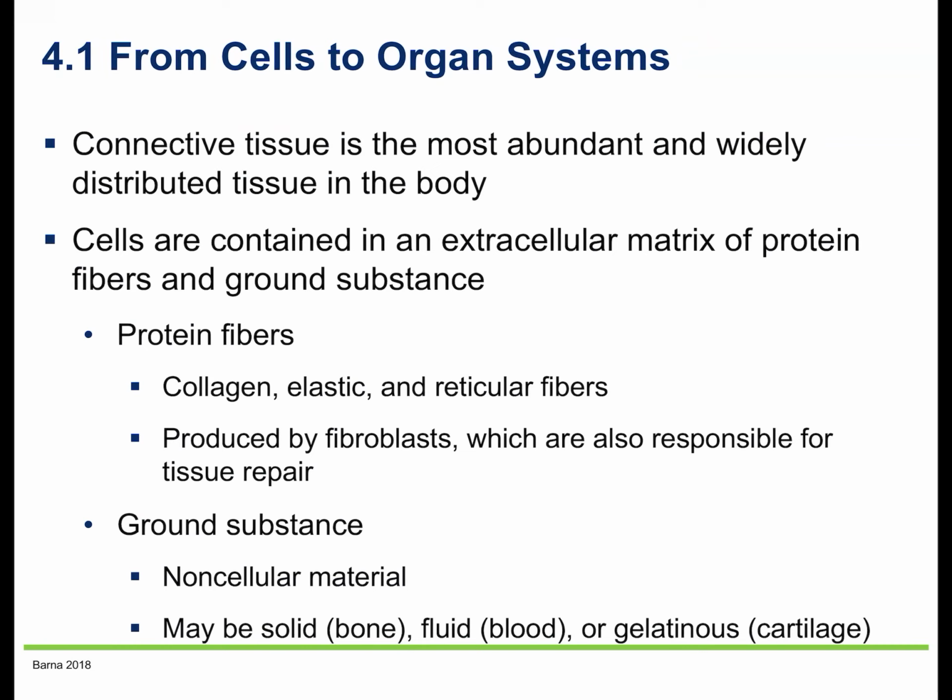And connective tissue, moving on to our next type of tissue. This is the most common, most abundant. It's got fibers. These fibers can be collagen, elastic, or reticular fibers. It's got ground substance. So it may be like with bone, you can have fibers that are in a solid ground substance.